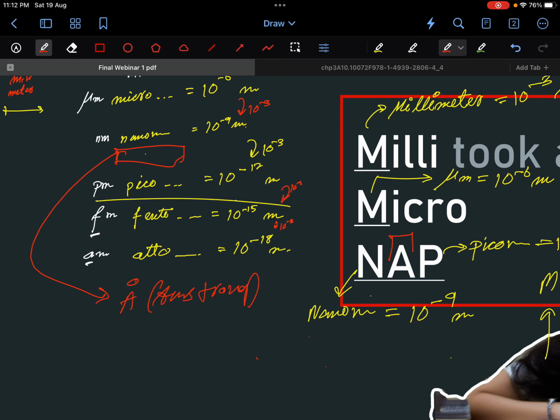Angstrom. Okay. So 1 angstrom is equal to, since it comes after nanometer and nanometer is already 10 to the power minus 9 meter, it will add one more 10 to the power minus 1, that is, it is 10 to the power minus 10 meter. So this is where the mnemonic comes to life, that A stands for 1 angstrom, that is 10 to the power minus 10 meter.